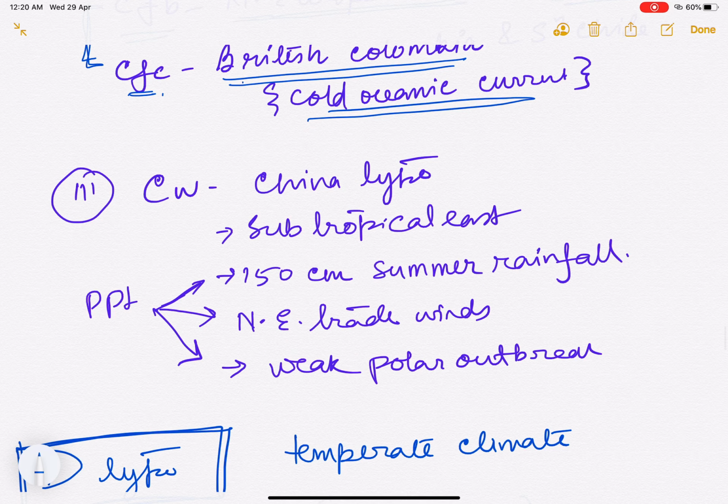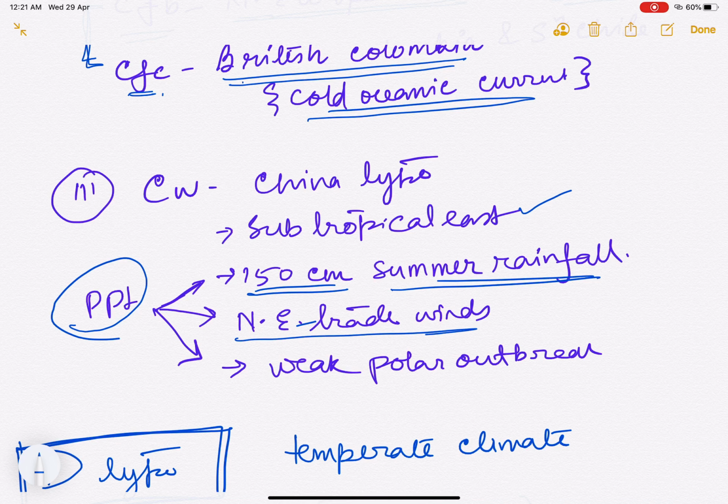Next, we have the CW or the China type of the climate. Again, this is located in the subtropical east, with the precipitation amount being 150 centimeter due to the summer rainfall in the effect of the northeast trade winds and the weak polar outbreak.